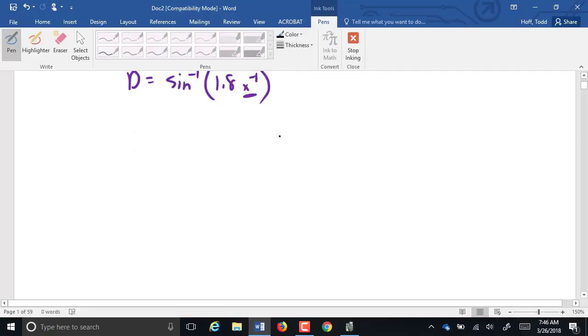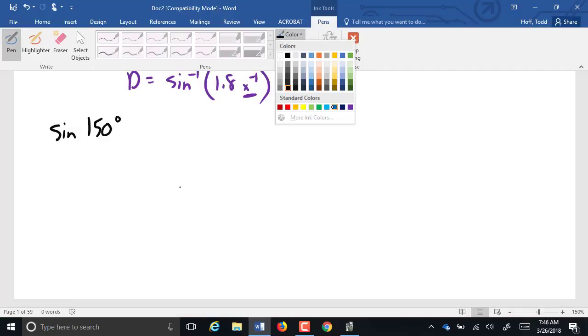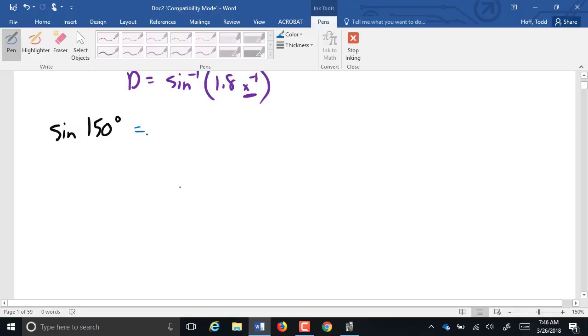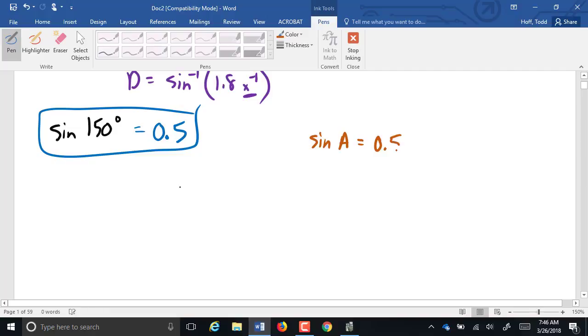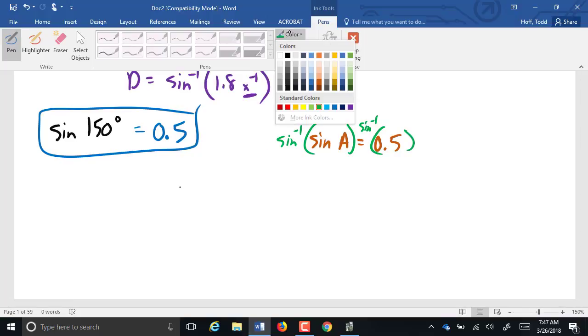Something we have mentioned looks a little bit like this. Sine of 150 degrees. If you calculate that, what do you get? 0.5. Well, what if I tell you that the sine of angle A equals 0.5? How do we solve that? Inverse sine. What's your calculator give you when you do the inverse sine of 0.5?